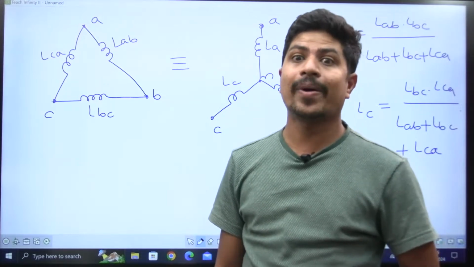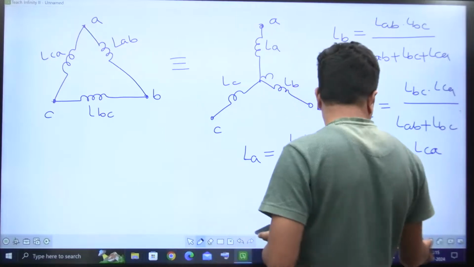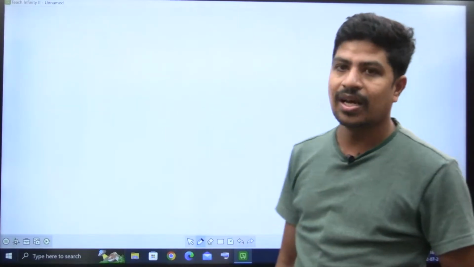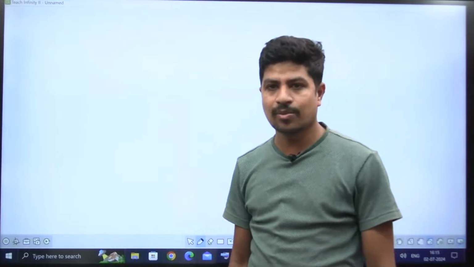Then what about capacitances? Capacitances are different. Let us discuss them after completing star to delta. Let me complete star to delta, then I'll discuss capacitances.